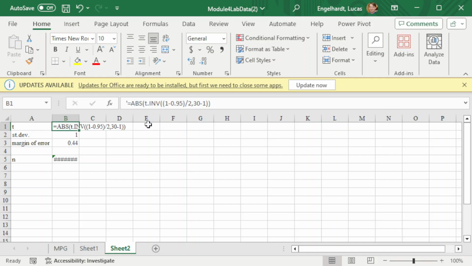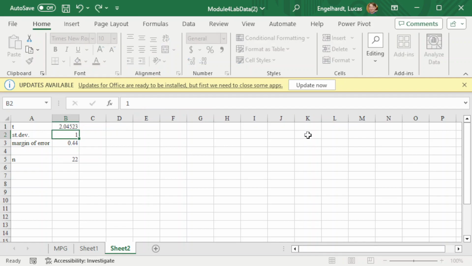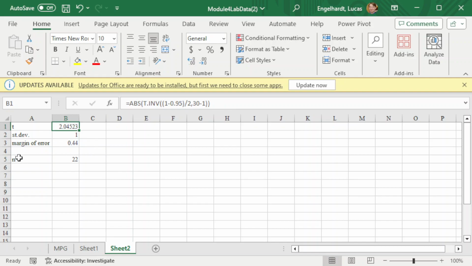So 30 would be enough that we could go ahead and use that normal distribution. And here's what we find. If we put in 30, it says the n should be 22. Well, that's not consistent. So we need to go back and change our n here. Rather than having it be 30, I'm going to change it to 22 and see what happens.